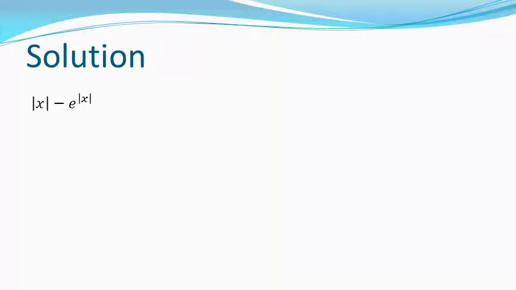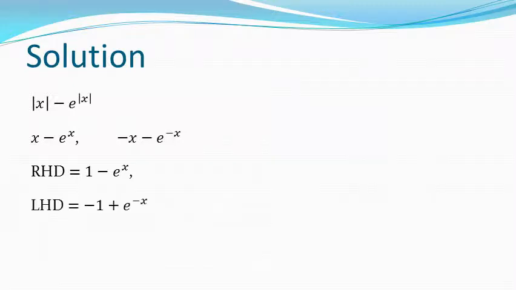Now here's the third function. Again we have two different definitions. So differentiating and finding the two derivatives, we find that the right hand derivative is 1 minus e to the power x and the left hand derivative is minus 1 plus e to the power minus x. Therefore at x equals 0, the values are 0 and 0. So the two derivatives match. Therefore this function is differentiable at the point x equals 0.